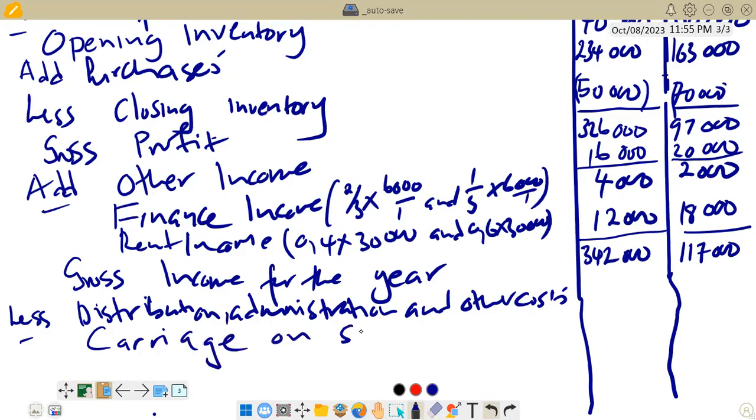Carriage on sales, we have 1,500 here. And then here we have got 2,000. Remember, we are subtracting, so we can show it in brackets. Then after carriage on sales, we check again for another expense.